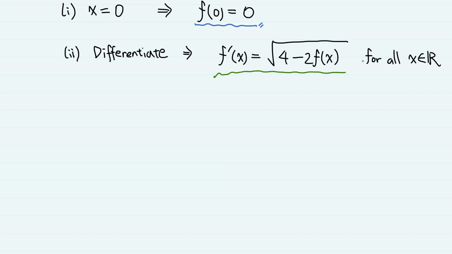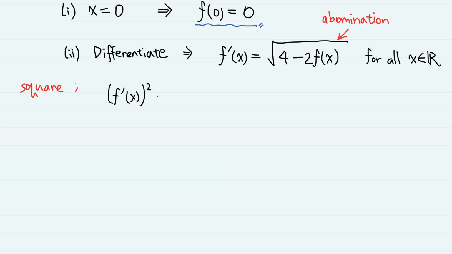There are some important things to remember when you're dealing with radical equations, but I will explain them a bit later when they become relevant. For now, I really don't want to see this radical symbol, so let us remove it by squaring both sides. Then we obtain f prime of x squared equals 4 minus 2f(x). Note that since condition B holds for all real numbers x, this equation also holds for all real numbers x.